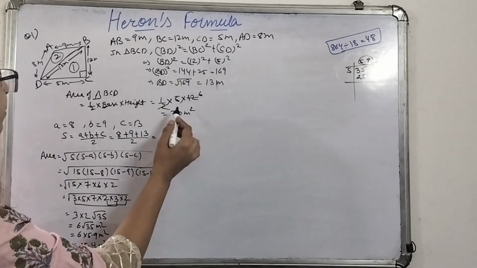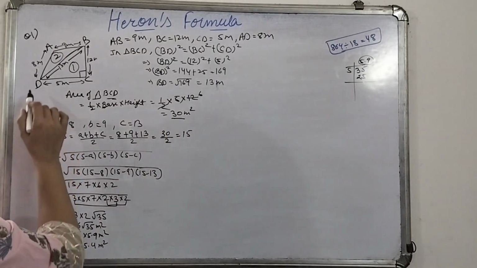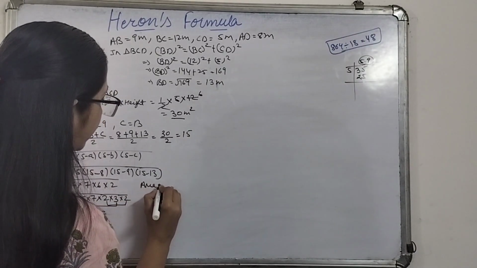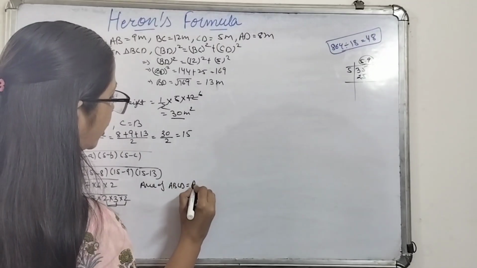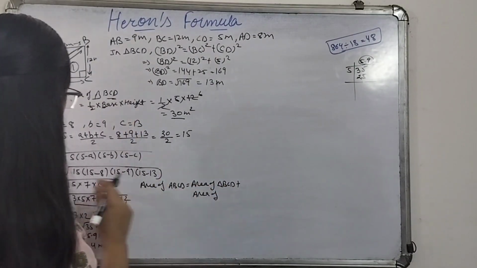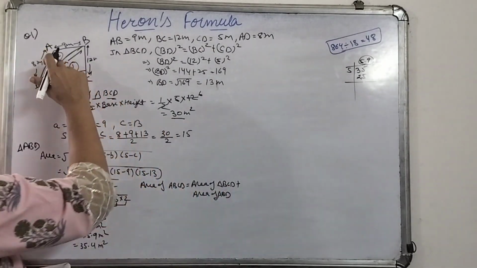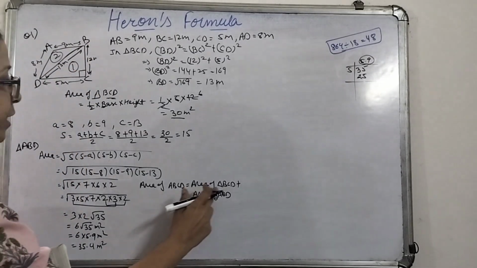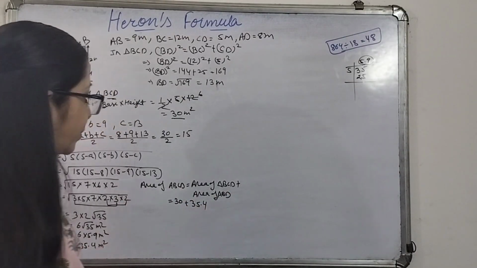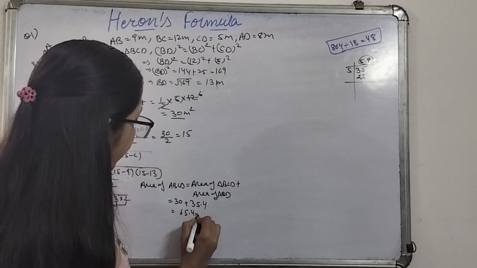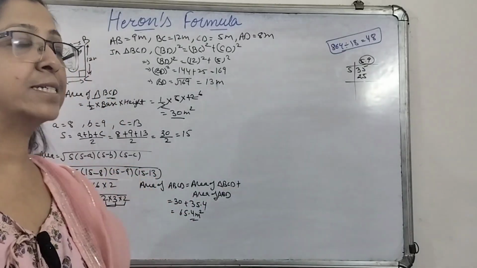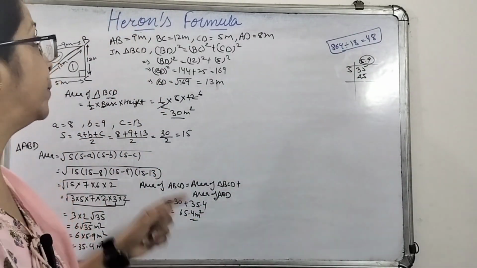The area of the previous triangle BCD was 30 meter square, and the area of triangle ABD is approximately 35.4 meter square. So the area of the quadrilateral ABCD will be the area of triangle BCD plus the area of triangle ABD. If we add the areas of these two triangles, we will get the area of the quadrilateral ABCD. So it will be around 65.4 meter square, the approximate value of the area of the quadrilateral ABCD. If we find the square root of 35 precisely up to 2 decimal points, we will get the exact area of the quadrilateral ABCD.